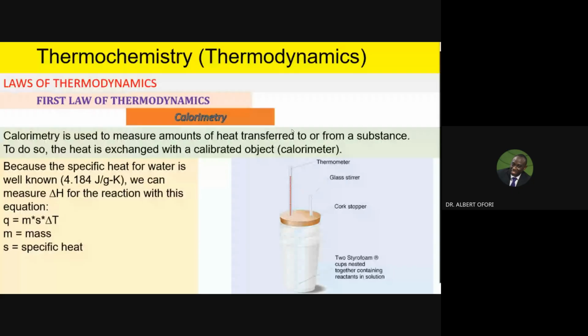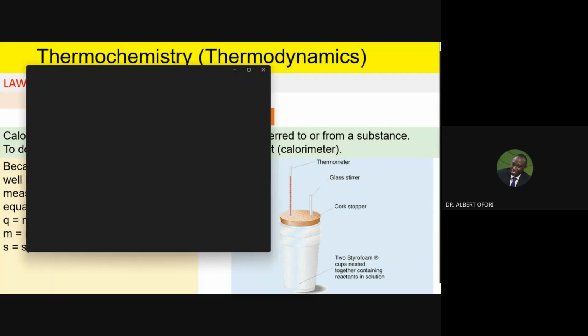So let's continue. I was just trying to show you how we use the calorimetry or the calorimeter to measure the heat changes. And we are trying to see how we can build a simple one from just a siphon kind of cap.